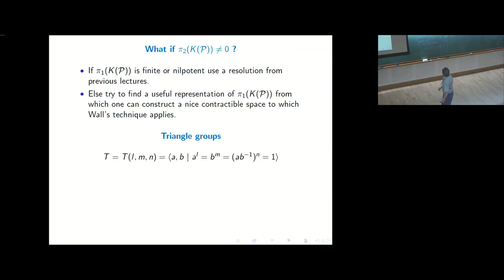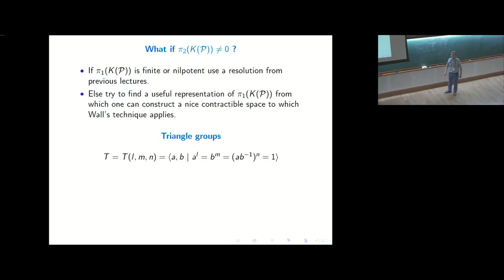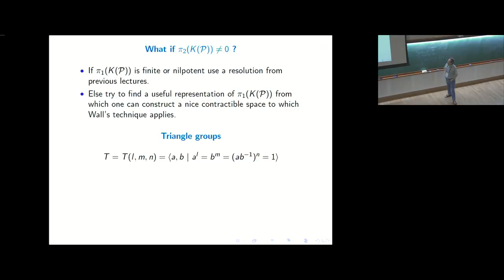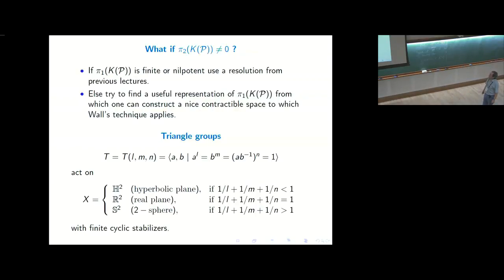No, without boundary. So if there exists a surface, if there exists a sphere, I should have said sphere. If there exists a sphere M in there, that's really what I want. So let's just look at the triangle groups. It's well known that they act on, well, it depends on the values of L, M, and N, but they act either on a sphere, on Euclidean space, or on hyperbolic space.